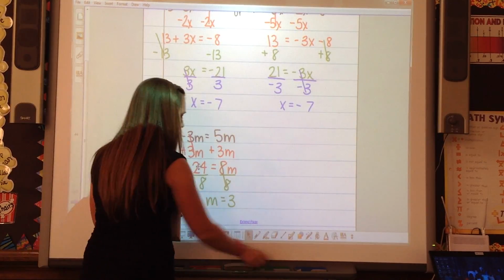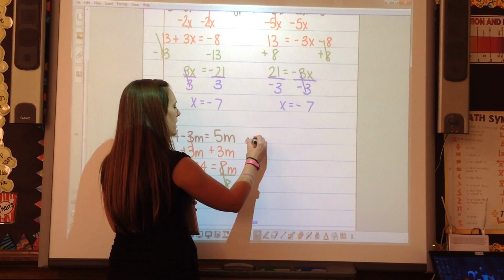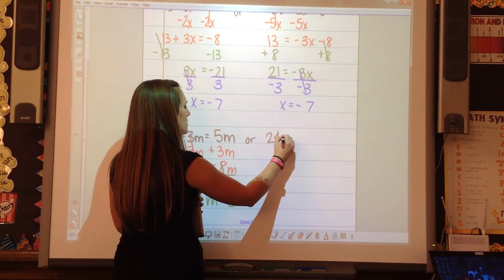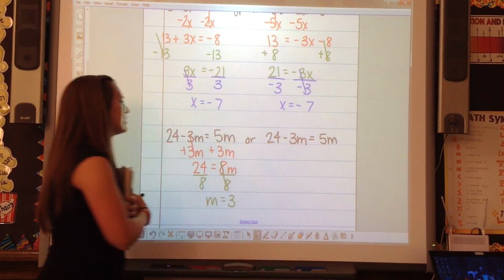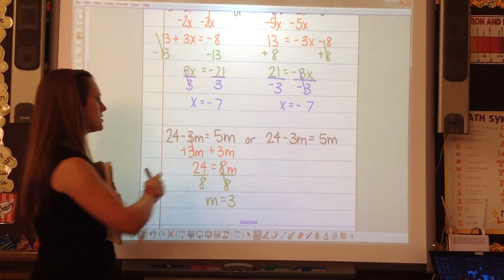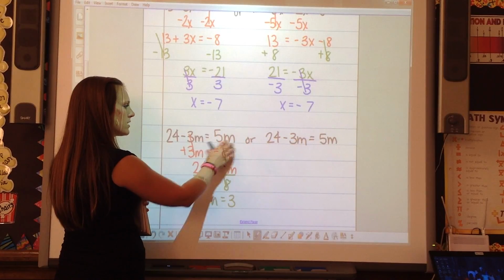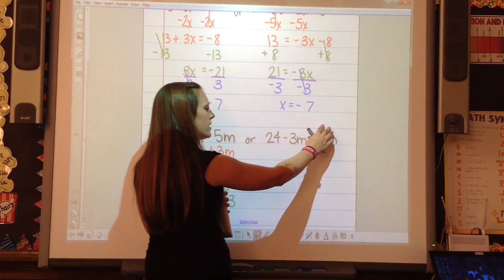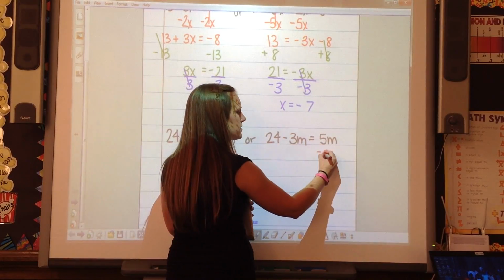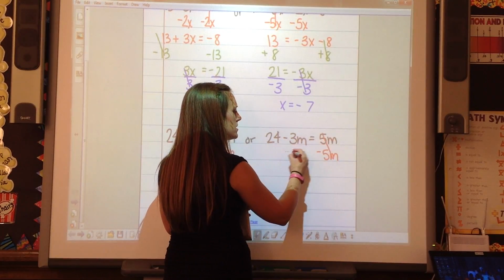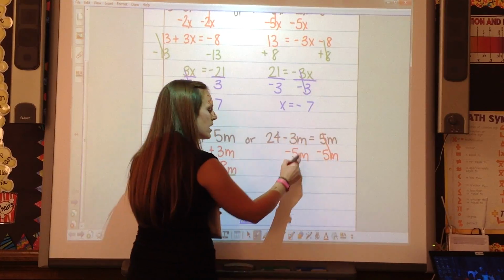Okay, so what happens if you don't collect the variables on the side with one term? It's still solvable, but it's going to be more work. So instead of bringing the 3m to the right side and collecting the variables on the right side, I'm going to collect the variables on the left side. This is a positive 5, so I'm going to subtract it to bring it to the other side. Same sign, sum.